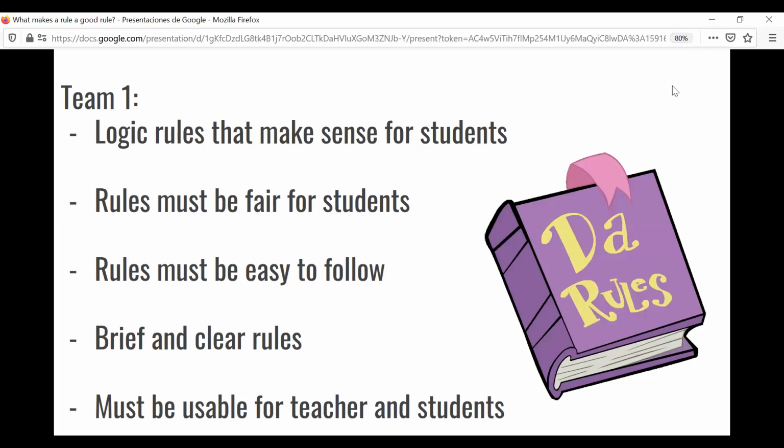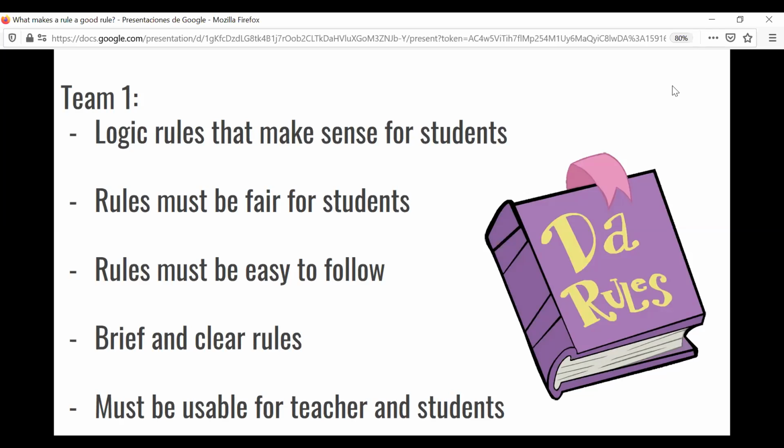You cannot tell the students, like, for example, arrive at 4 a.m. Like, they must be like fair rules, and rules must be fair for students. Rules must be easy to follow. Again, like, you cannot say or ask them to do things that are not possible or really hard to do. Like, you cannot talk at any moment in the classroom. I mean, you need to be fair and clear. You need to have brief and clear rules. And last, the rules must be usable for teacher and students.